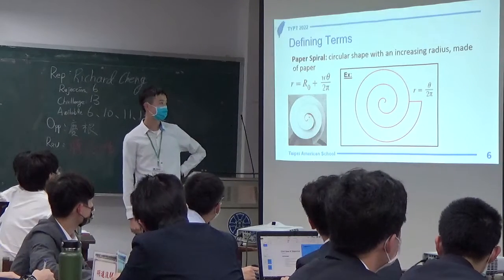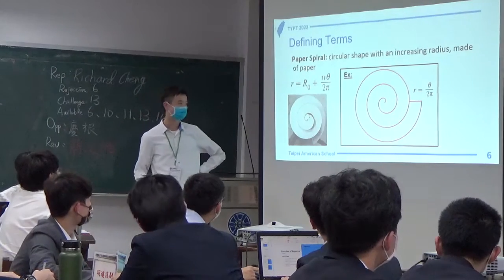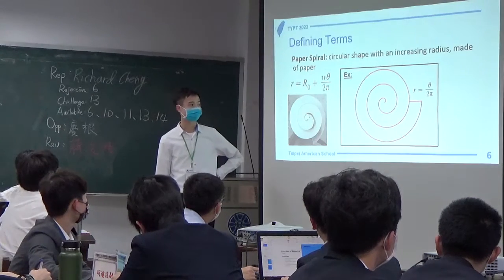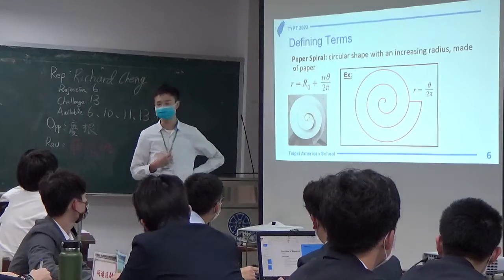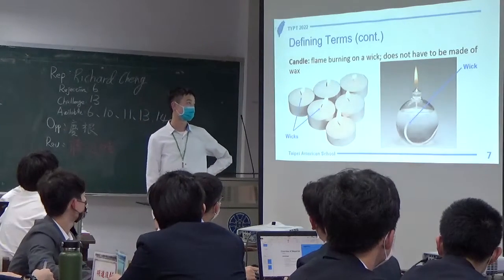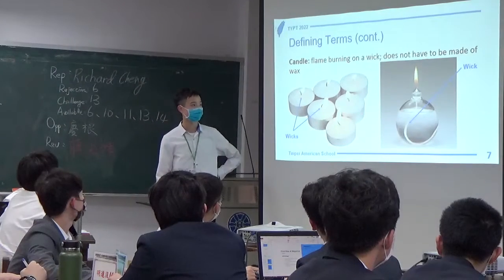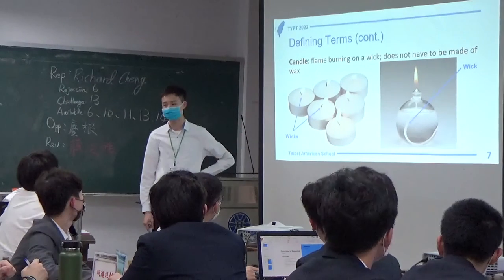So I defined it with an equation mostly based off of r equals theta. It's just a constantly increasing radius. So in this example, I use r equals theta over 2 pi. I also defined a candle as a flame burning on a wick, and it does not have to be made of wax. So for example, that alcohol burner also counts as a candle.